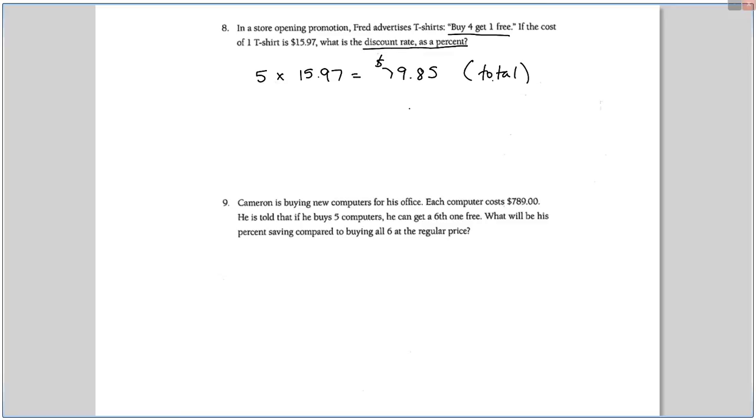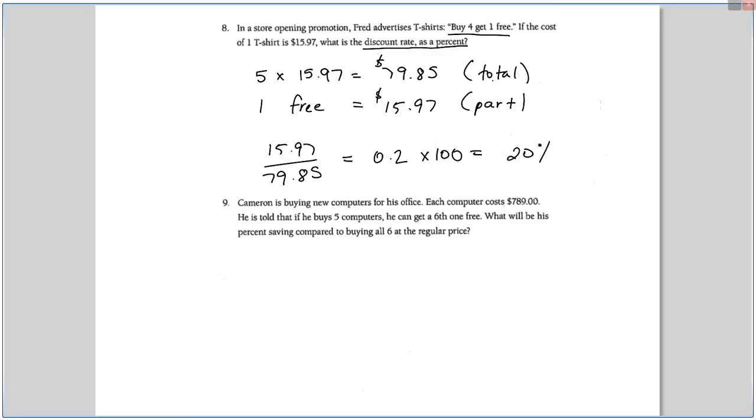And the discount, you're saving, you get one free shirt. One free shirt is worth $15.97. That's your part, so part to whole ratio. And this is 0.2, so times that by 100. And it's a 20% discounted rate.